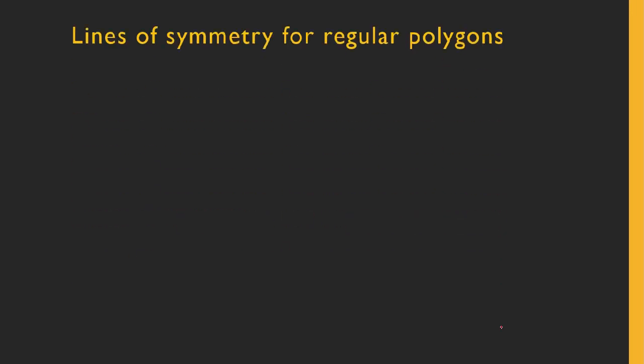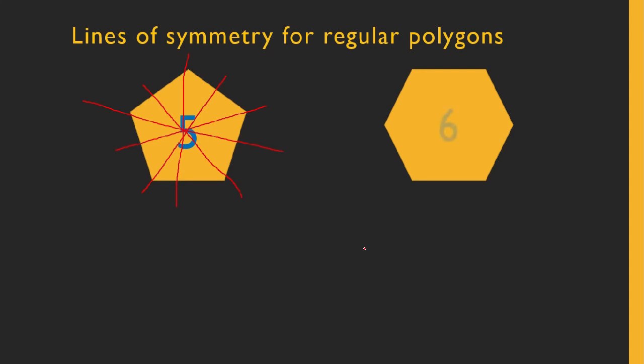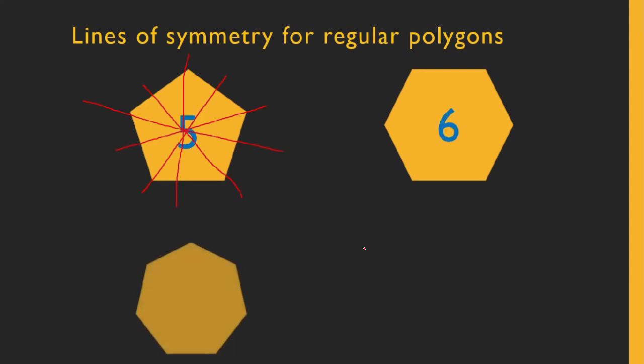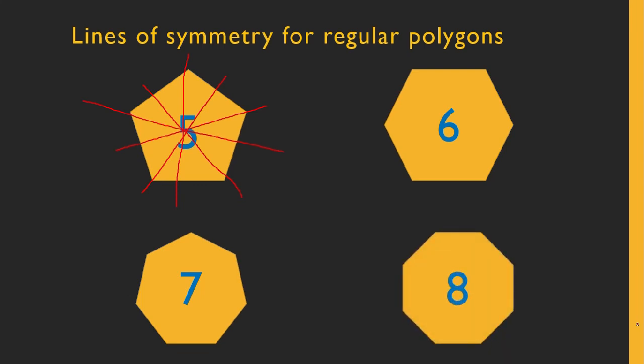Now, what are lines of symmetry for regular polygons? Okay, for the pentagon, I have 5 lines of symmetry like this. 1, 2, 3, 4, 5. So I have 5 lines of symmetry. And for the hexagon, I have 6 lines of symmetry. And for the heptagon, I have 7 lines of symmetry. And for the octagon, I have 8 lines of symmetry.